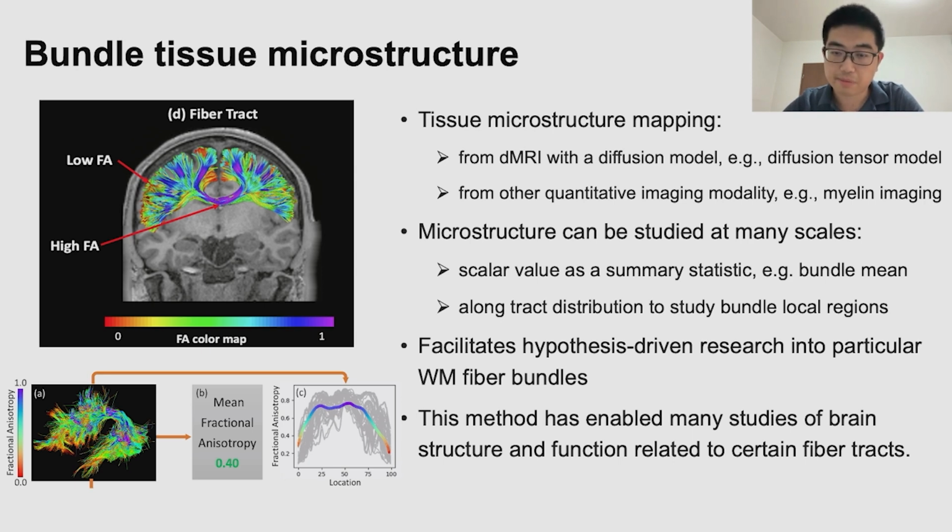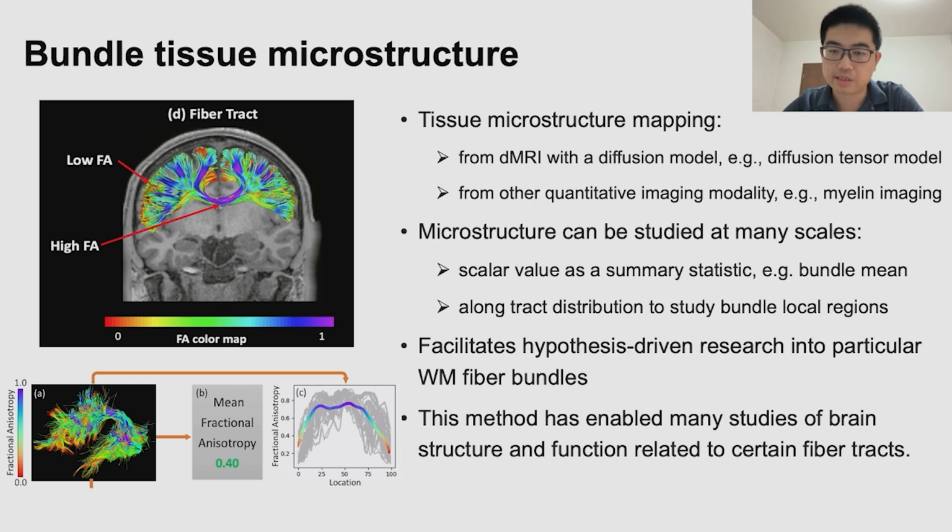In addition to the diffusion MR data itself, we can also use other quantitative imaging modalities, such as myelin imaging, for analysis that goes beyond the diffusion MR. Then after choosing a quantitative measure of interest, we can quantify the fiber bundle at many scales, shown in the bottom figure here. One way is to use a scalar value to summarize the entire tract, and the mean measure within the fiber bundle is the most widely used.